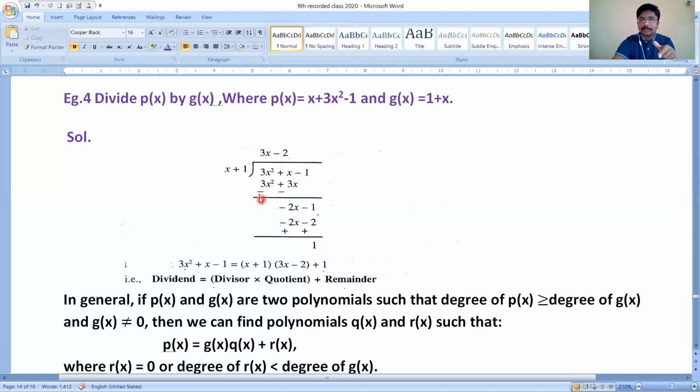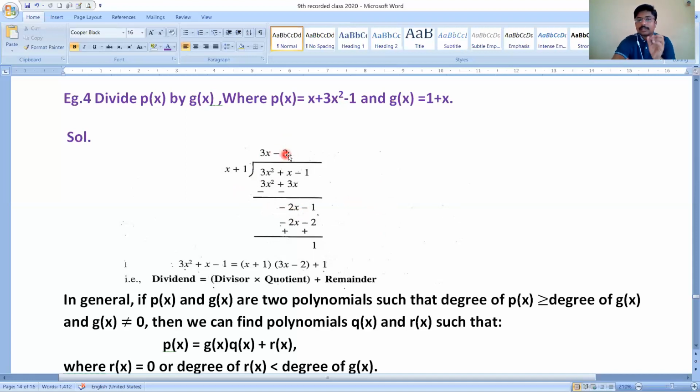Now we have to subtract it: 3x square minus 3x square will cancel. What are we left with here? Plus x minus 3x, that is minus 2x, and take down the next term, the last term, minus 1. Now again, we have to consider the remainder as the dividend. The first term is minus 2x divided by the first term of the divisor, x. Minus 2x divided by x, how much? Minus 2. It becomes the second term of the quotient.